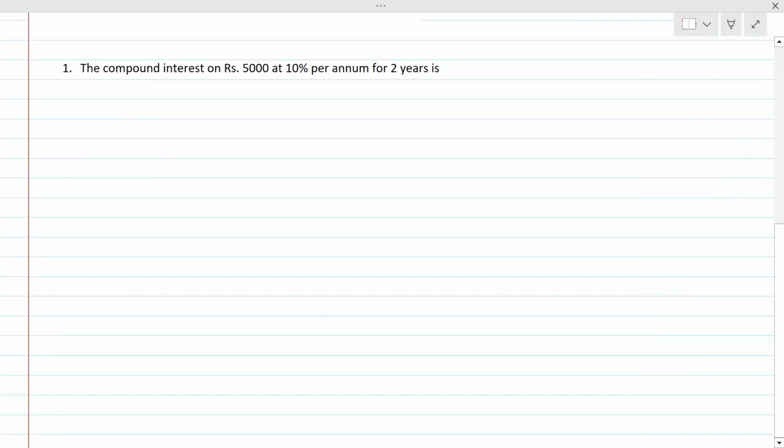The first problem is: the compound interest on rupees 5,000 at 10% per annum for 2 years is. So we have to find the compound interest and the given data is: P, that is principal, equals 5,000 rupees, R, the rate of interest, is 10%, and the time period T or N is 2 years.